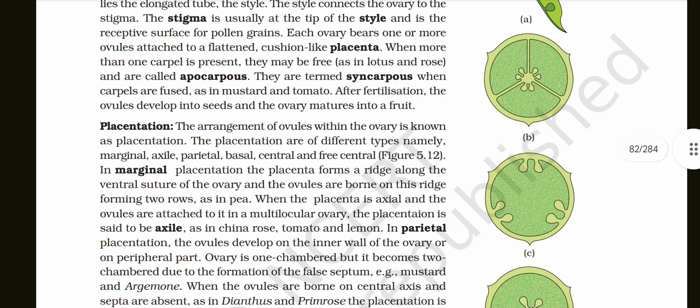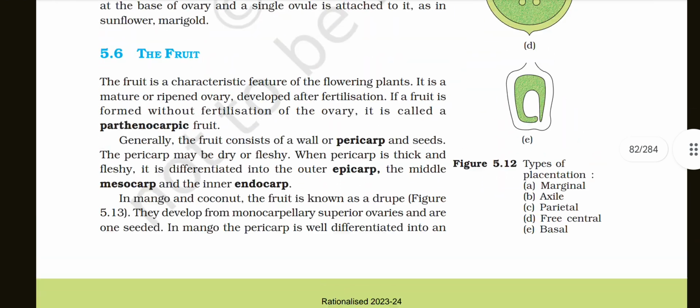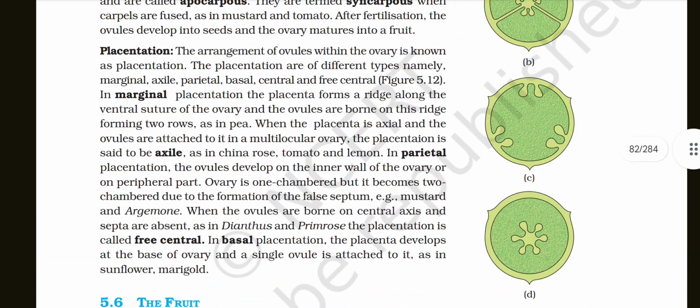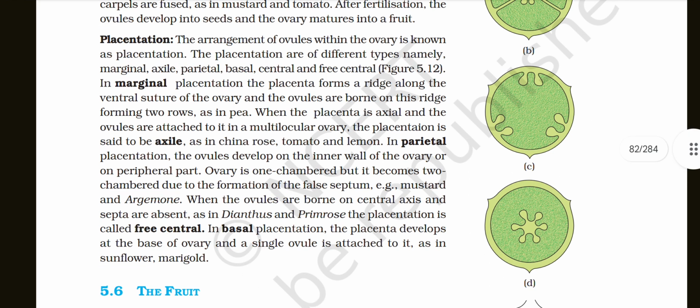B is axial placentation. When the placenta is axial and the ovules are attached to it in a multilocular ovary, the placentation is called axial, as in China rose, tomato, and lemon.